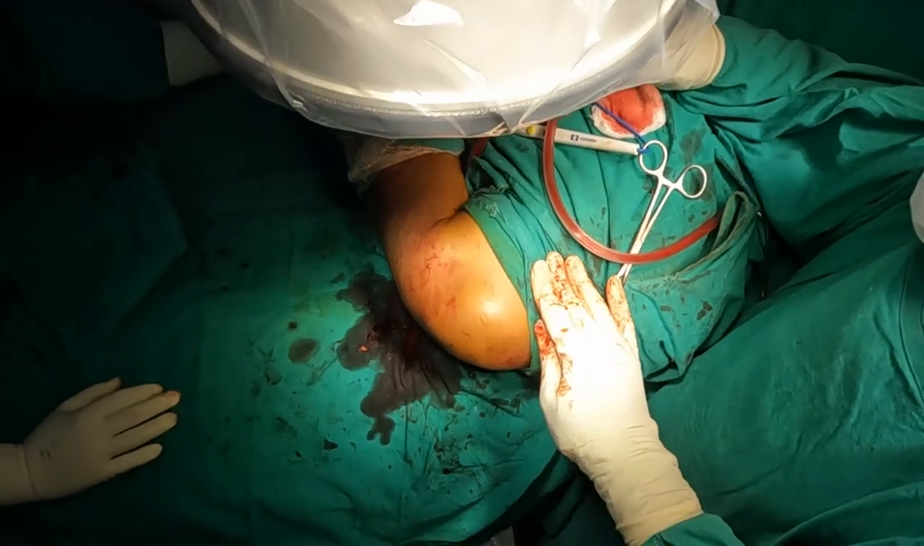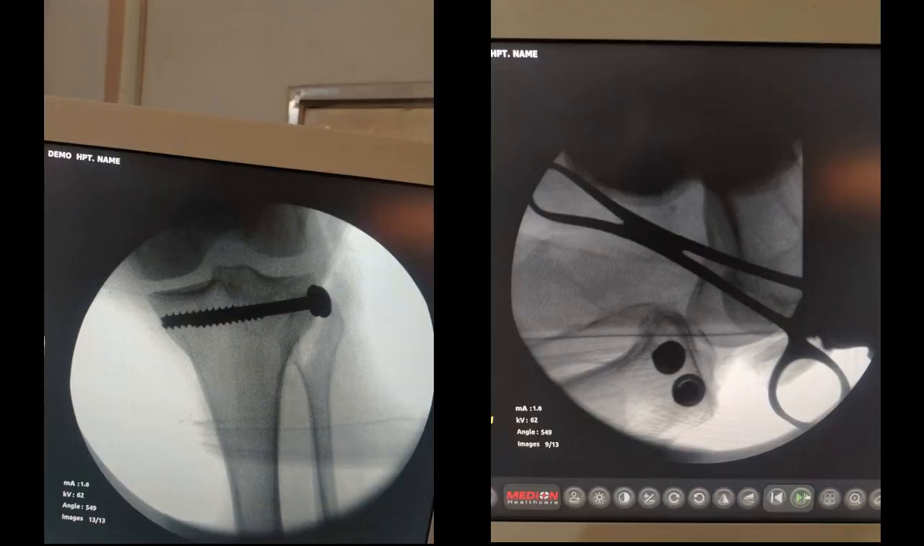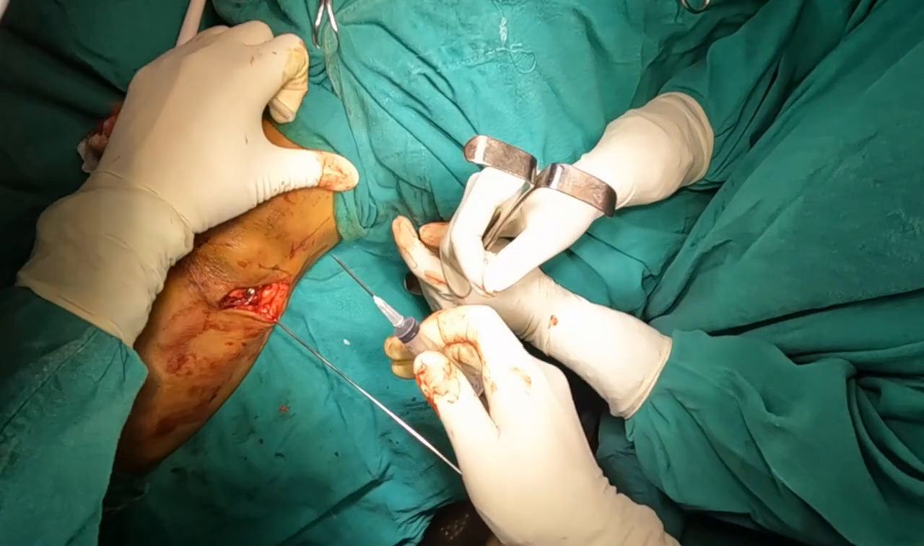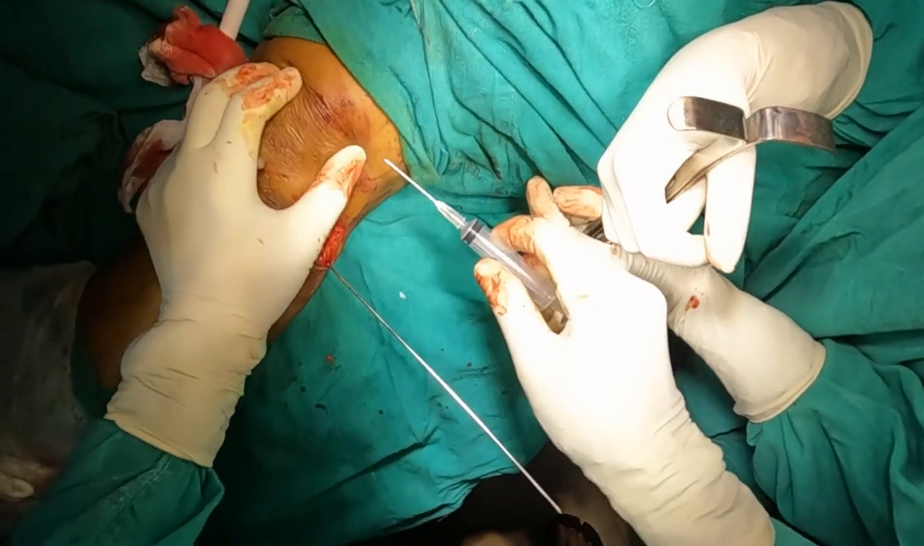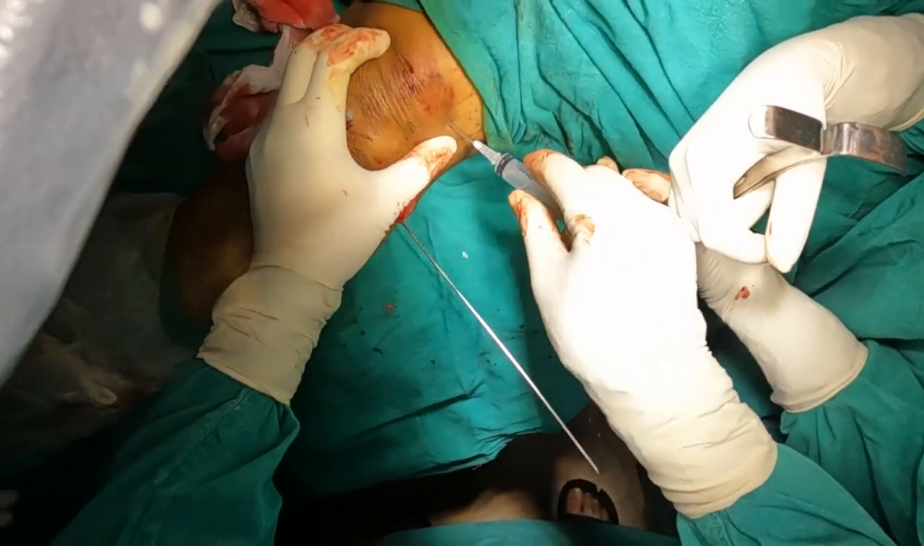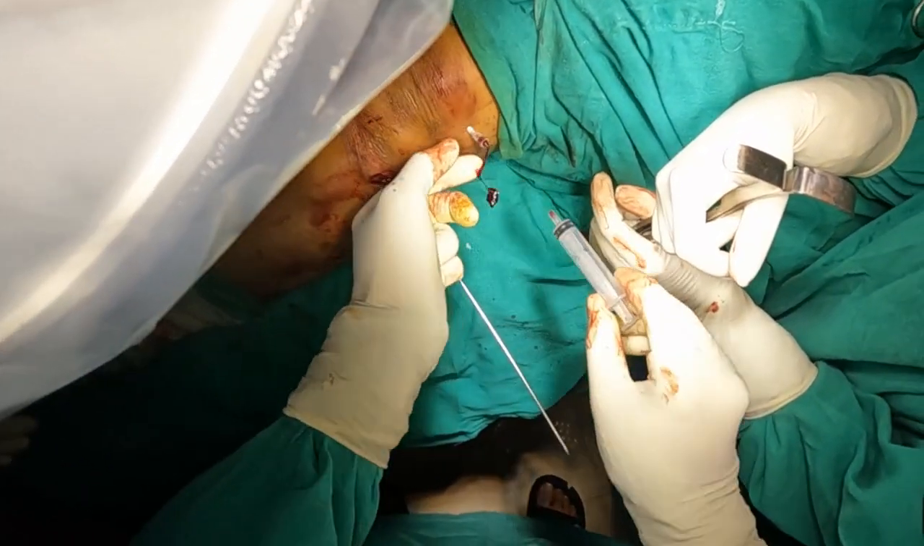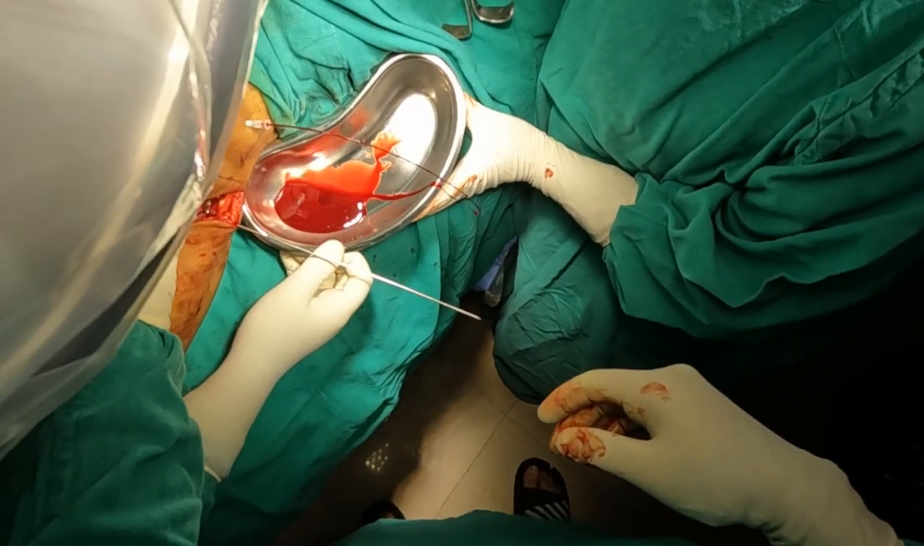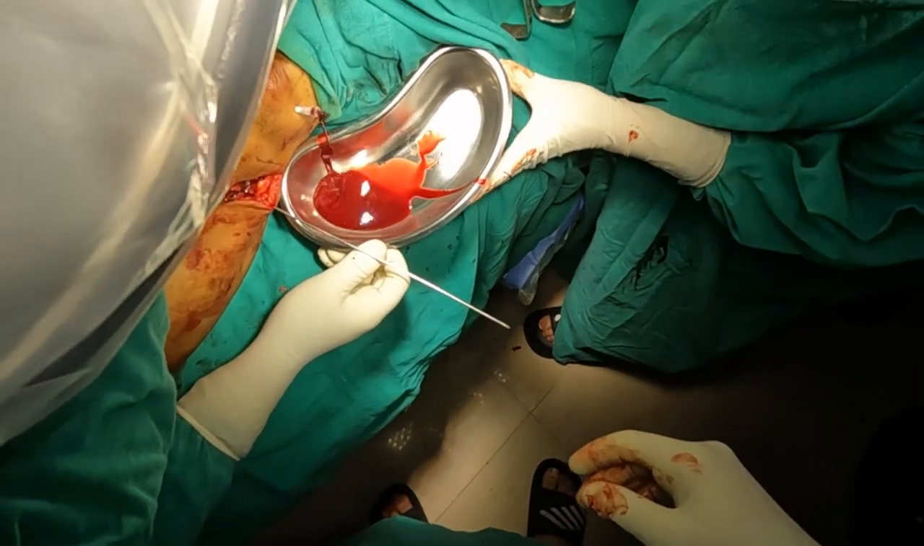Final fluoroscopic imaging is performed to confirm the maintenance of our reduction and optimal screw position. Because we did not open the joint capsule directly, the traumatic hemarthrosis is safely decompressed and drained out using a wide-bore hypodermic needle inserted inferior to the patella.